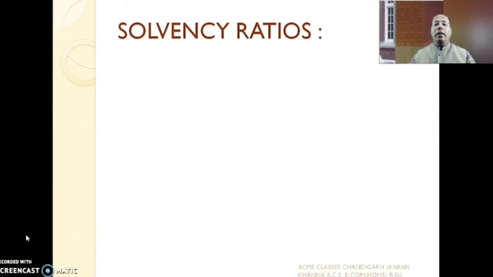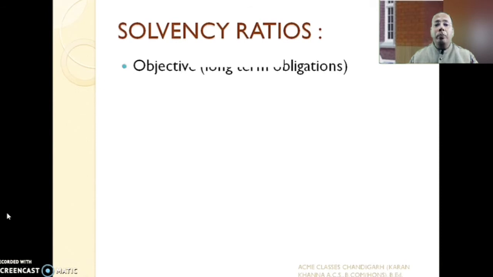Proceeding, next we go to solvency ratios. Whereas the liquid assets dealt with the short-term solvency of the firm, the ability of the firm to meet its short-term liabilities, solvency ratios deal with the ability of the firm to meet its long-term liabilities. In other words, the ability of the firm to pay off its long-term obligations such as debt and other non-current liabilities. That is the objective of determining the solvency ratios.